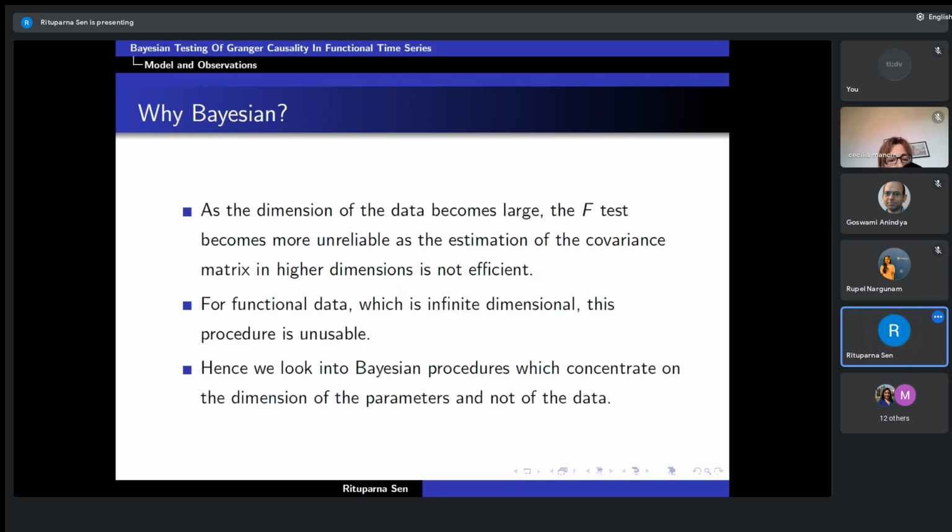So I realized that the problem is that the dimension of data is becoming large and the F-test is becoming unreliable, as the estimation of the covariance matrix is not efficient. So this is observed in high dimensional covariance already, and I now have infinite dimensions. So that is why we had to look into Bayesian procedures which concentrate on the dimension of parameters and not of the data. So even if the dimension of data grows, if I do not have too many parameters, if I can model them with a fixed low number of parameters, I'm fine.